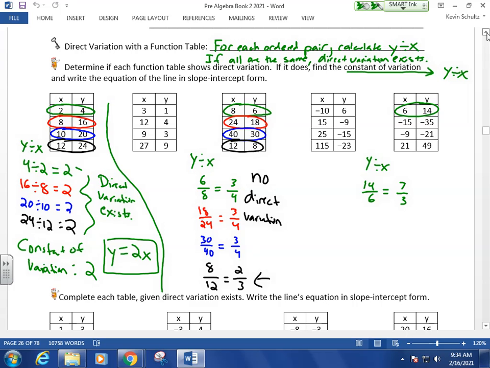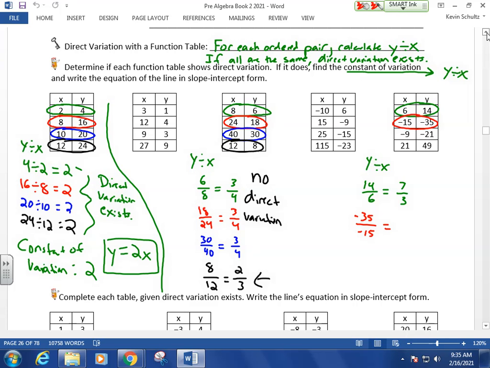14 divided by 2 is 7. 6 divided by 2 is 3. Okay. Negative 35 divided by negative 15. Put that in simplest form. The negative signs cancel out. So really you're just looking at 35/15.